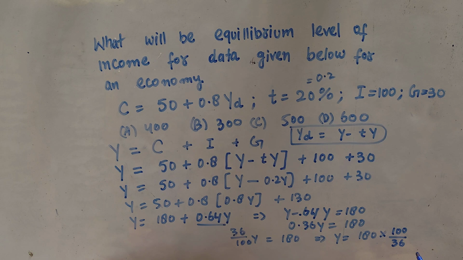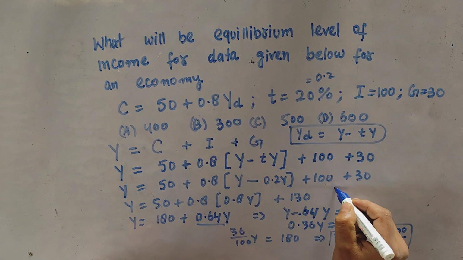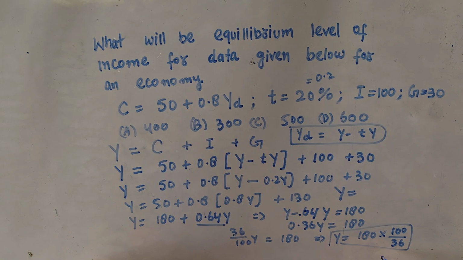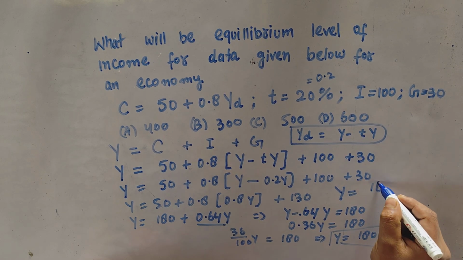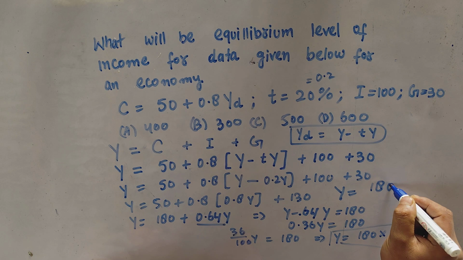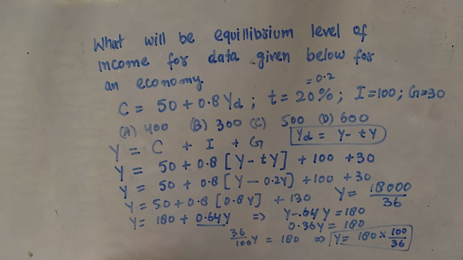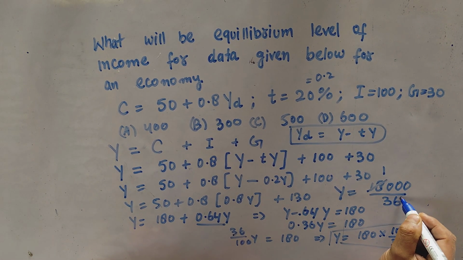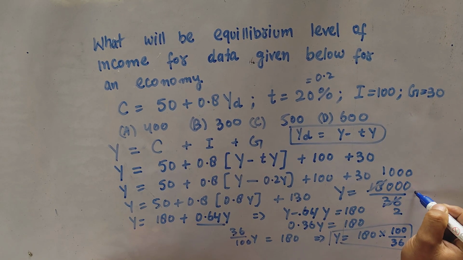Now this will be our equilibrium level of income. Okay, specifically if we solve it, and I don't have the space here, 100 upon 180, so here we have 18,000 divided by 36. Okay, so here we will get 18 ones are 18, twos are 36, so then we have 1, 2 and 3, it is 1000 upon 2, which is equal to 500.